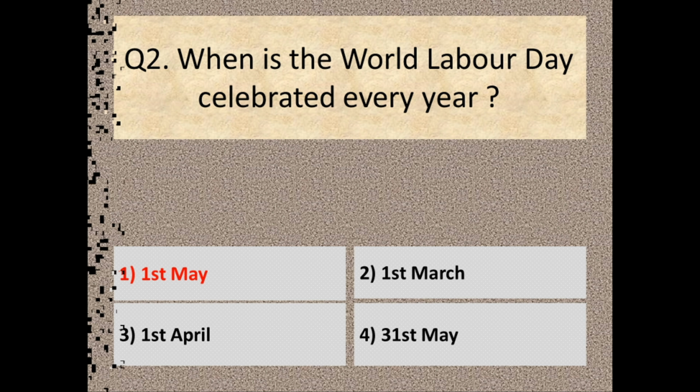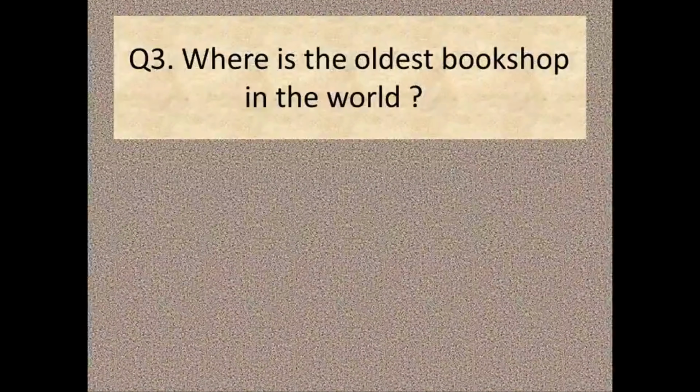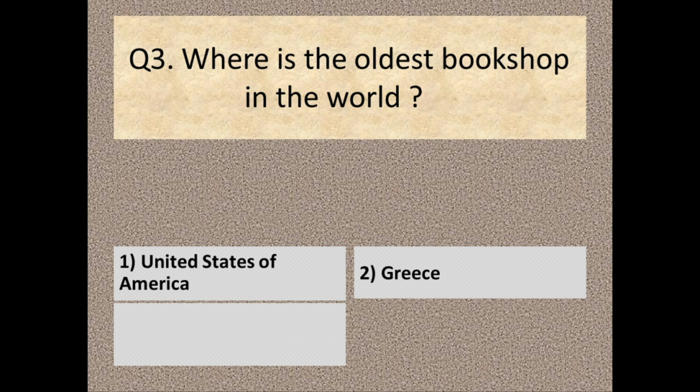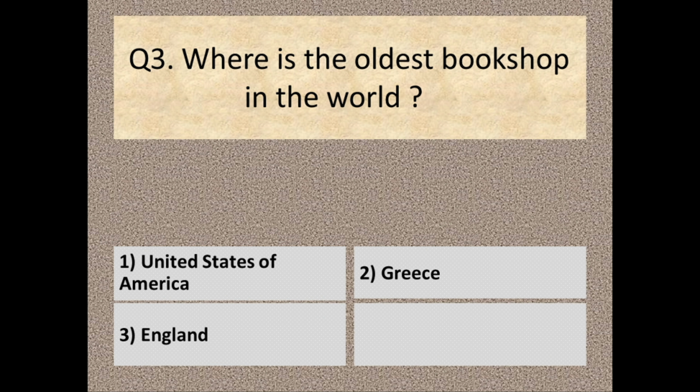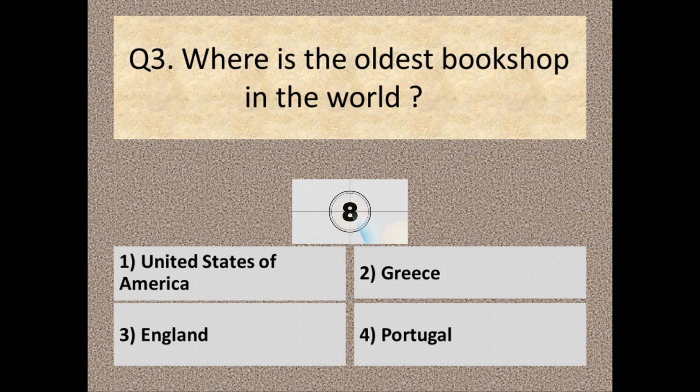Next. Question 3. Where is the oldest bookshop in the world? And the options are: Option 1, United States of America. Option 2, Greece. Option 3, England. Or, option 4, Portugal. And the answer is, option 4, Portugal.